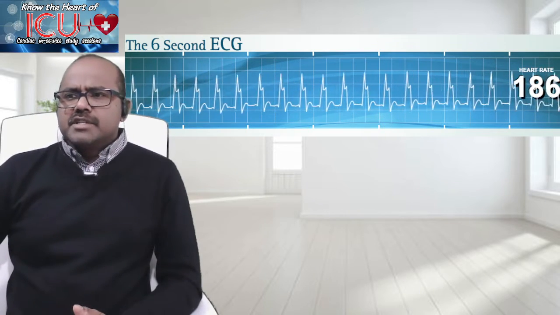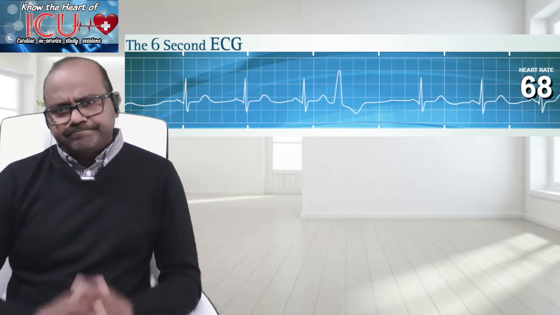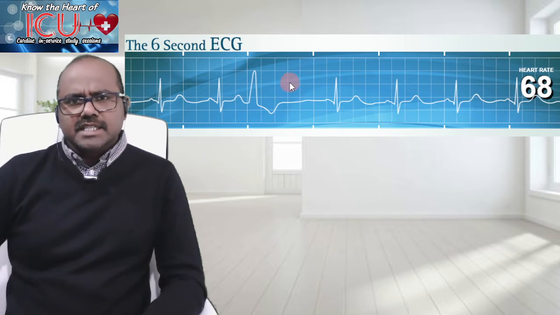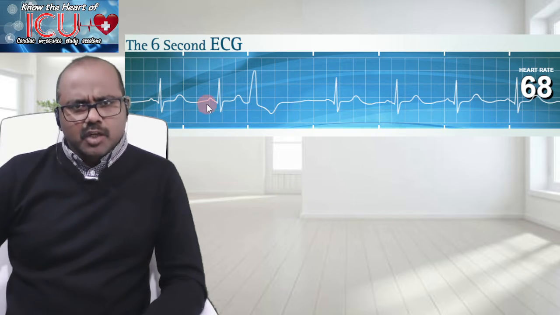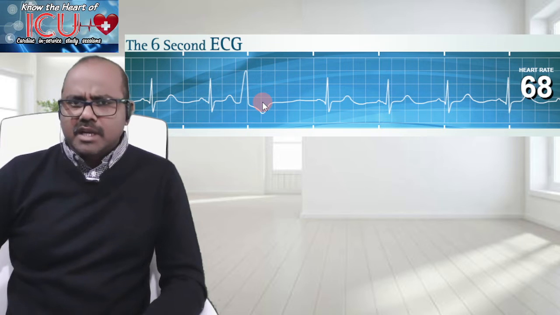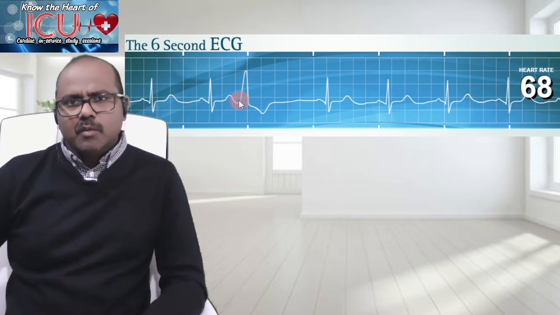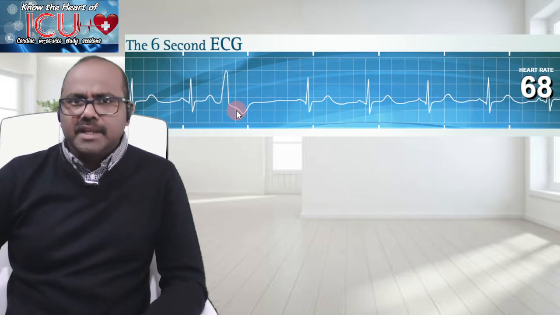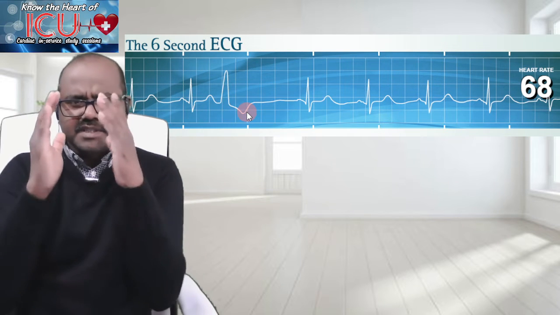And when it comes to your PVC, you can see that, yes, there is a normal P wave, QRST, normal P wave, QRST. Before the next normal P wave and QRST occurs, you can see a wide, bizarre QRS complex and an inverted T wave, totally bizarre complex.